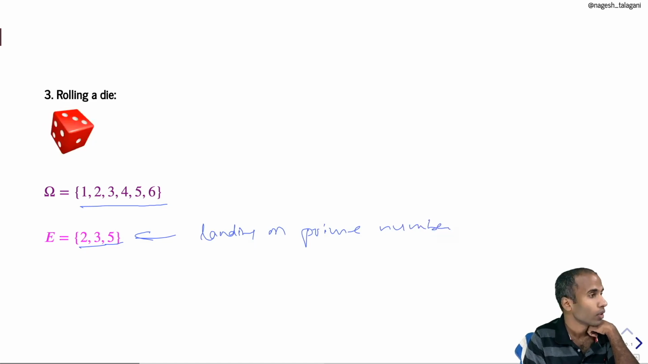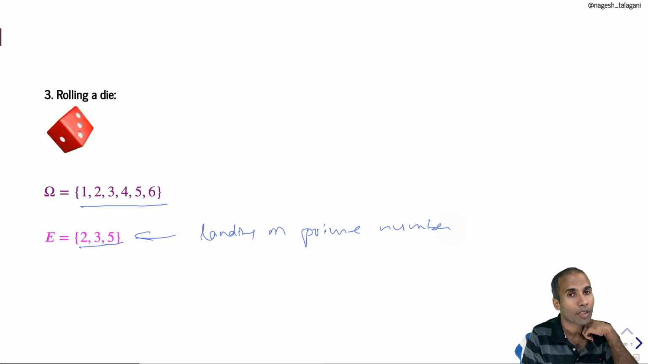Okay, so this is how you describe sample space and typical event of interest.